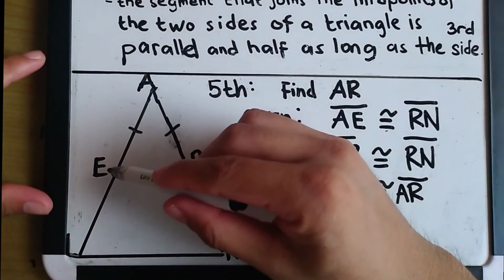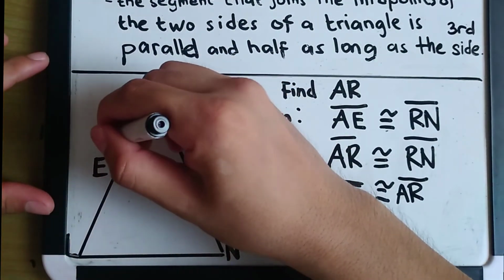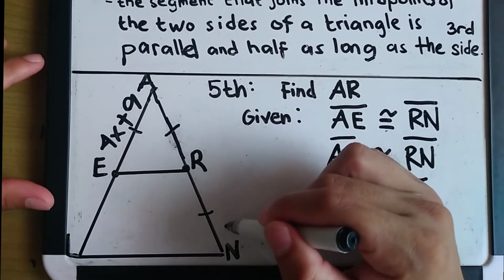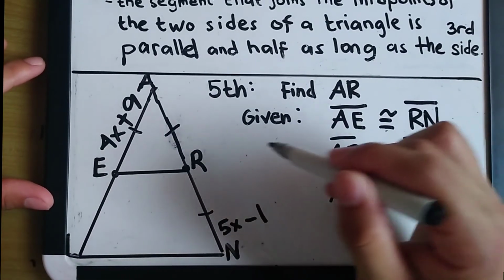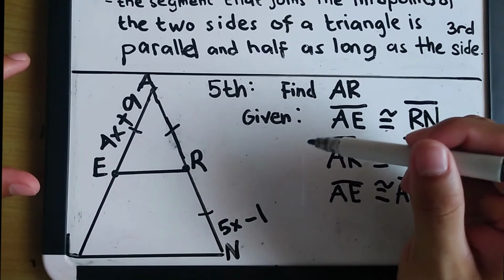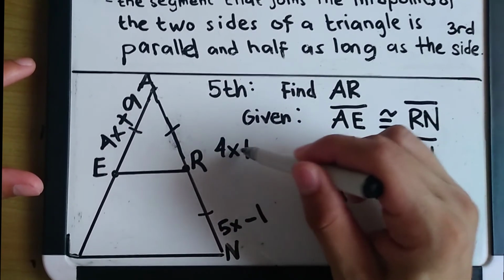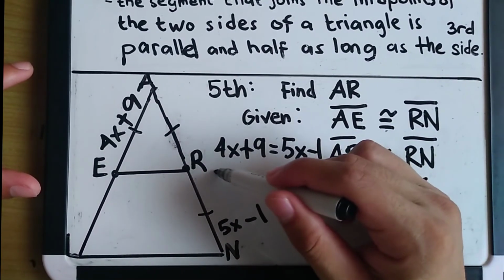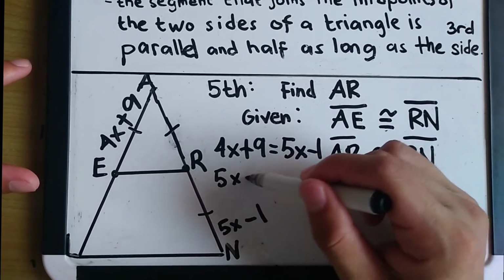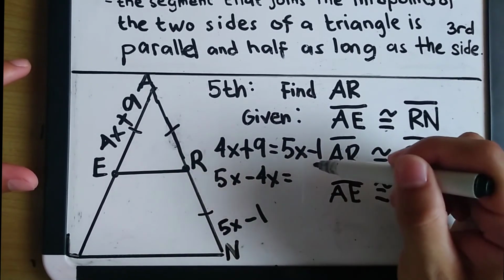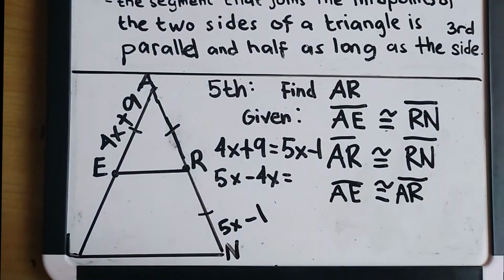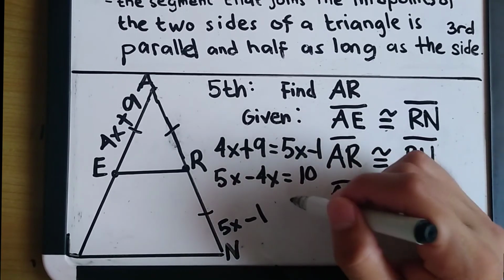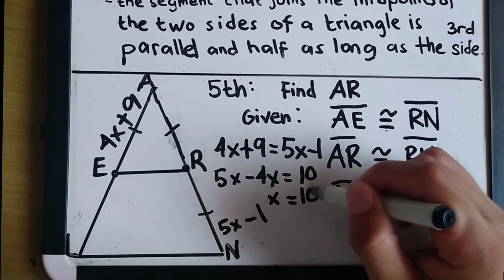The value of our segment AE is equal to 4x plus 9, while the value of our segment RN is equal to 5x minus 1. Since the two segments are equal or congruent, it follows that 4x plus 9 is congruent to 5x minus 1. By using basic algebra, we can look for the value of x. So 5x minus 4x is equal to 9 plus 1, which is 10. So the value of our x is equal to 10.